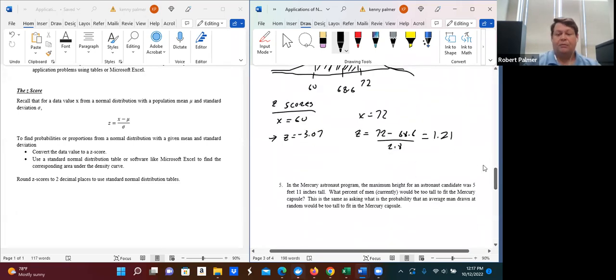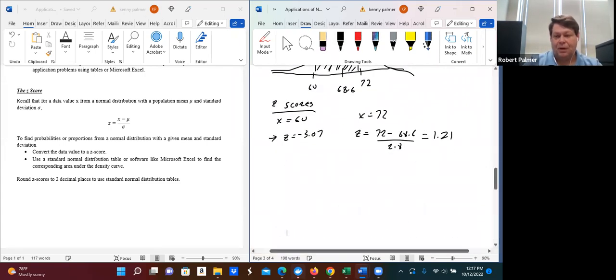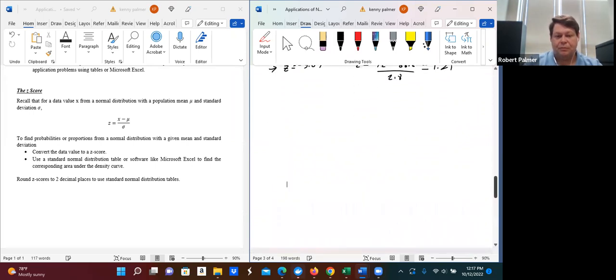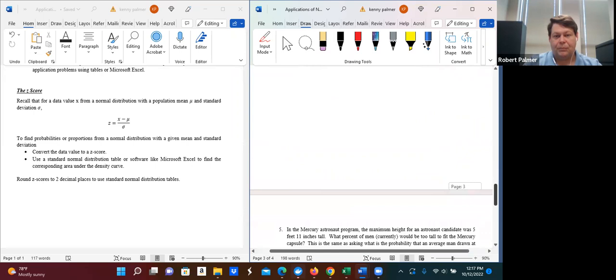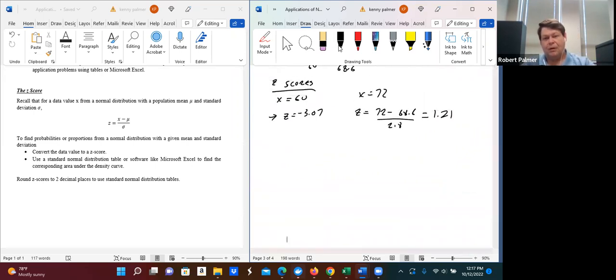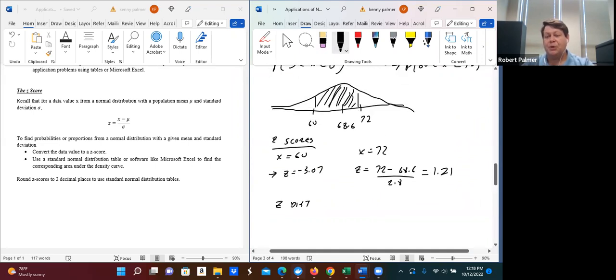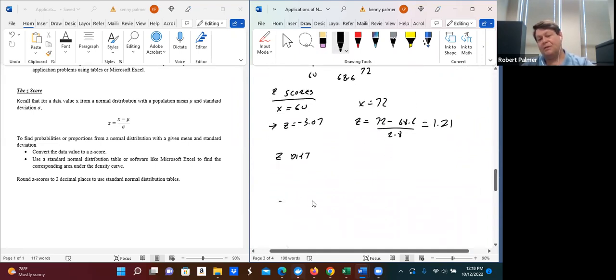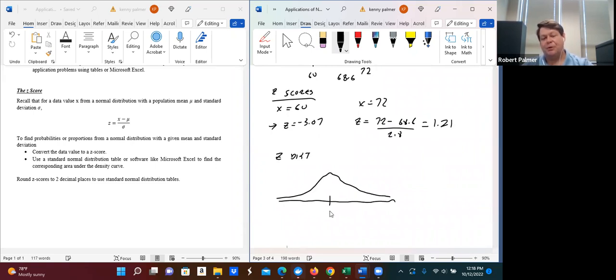Okay, now in terms of a z distribution, what we're going to show here is the same picture in terms of z's. It should be exactly the same picture. Here's 0, and for 60, it was negative 3.07, and for 72, it was 1.21. So once again, we want to find that same area there.